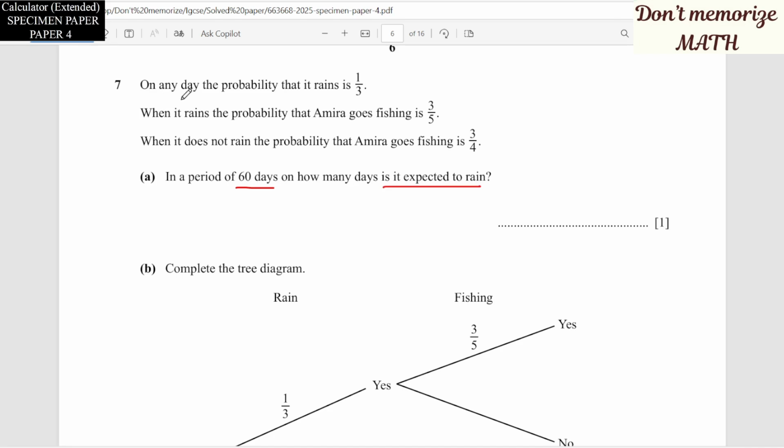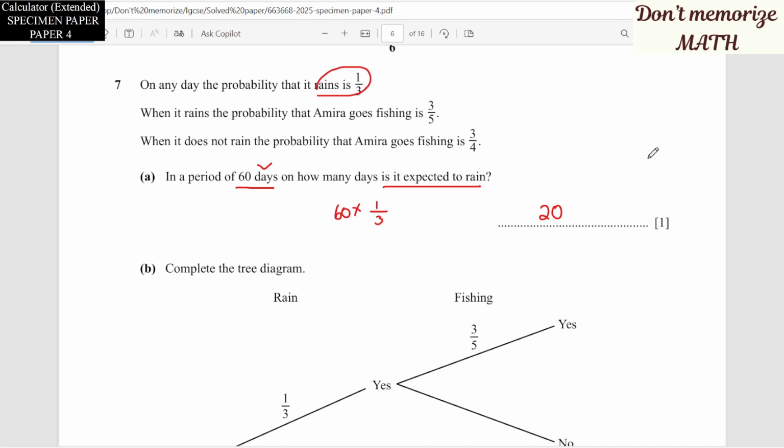So it is given that on any day the probability that it rains is 1 over 3. We need to find out for 60 days, so multiply it by 60 days. Use your calculator, don't waste time. 60 times 1 over 3, you will get 20. So the answer is 20 here.